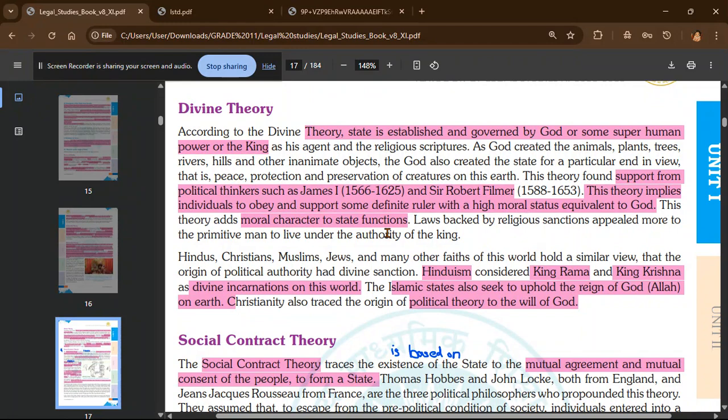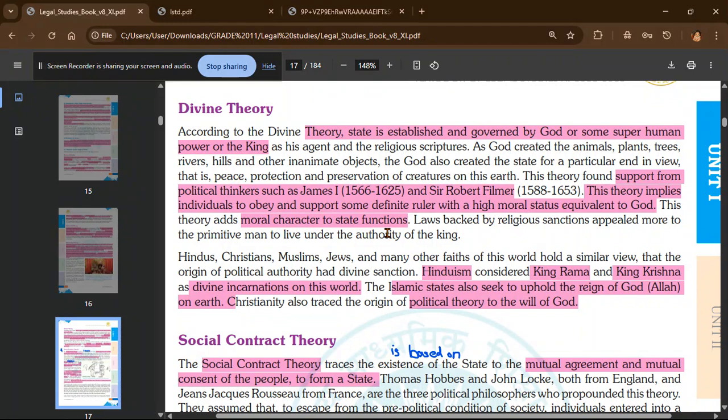This theory has found support from political thinkers like James One and Sir Robert Filmer. You must have heard the name Sir Robert Filmer before. This theory implies that individuals should obey and support a definite ruler with high moral status, equivalent to God. So we citizens of a country should obey and support the ruler as being compared to a god. This theory adds moral character to the function of the state.